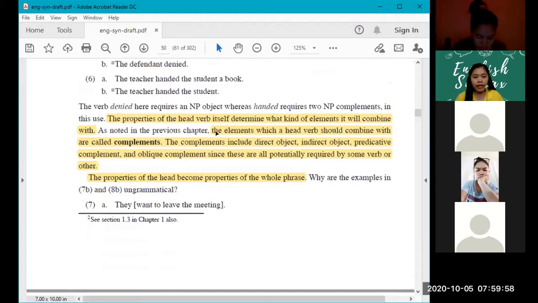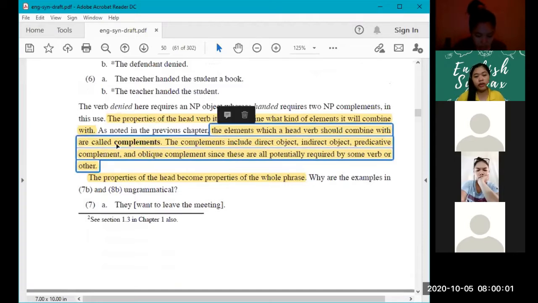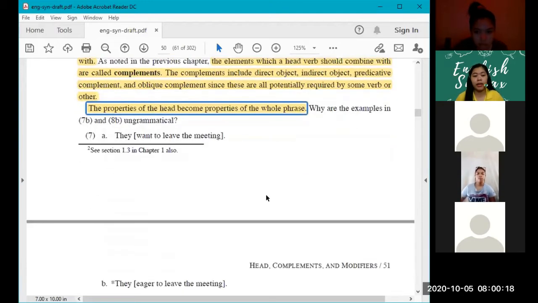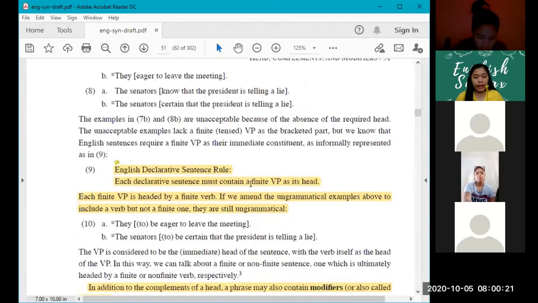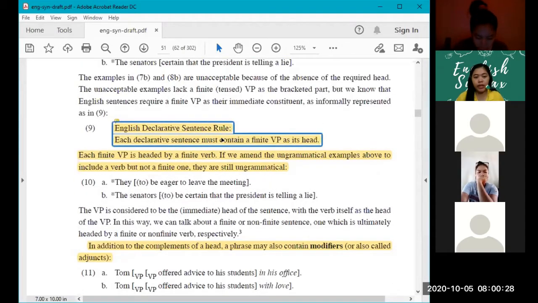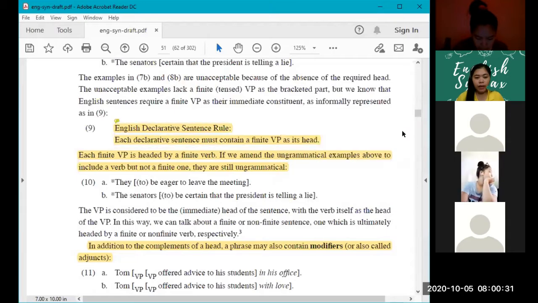And we also have here the notion of complement. So complements include direct objects, indirect objects, predicative complement, and oblique complement, since these are all potentially required by some verb or others. Okay, so the properties of the head become properties of the whole phrase. So in English, we have this simple declarative sentence rule. Each declarative sentence must contain a finite VP as its head.